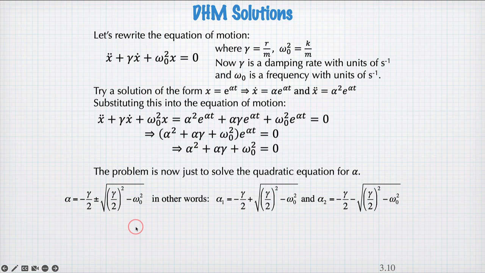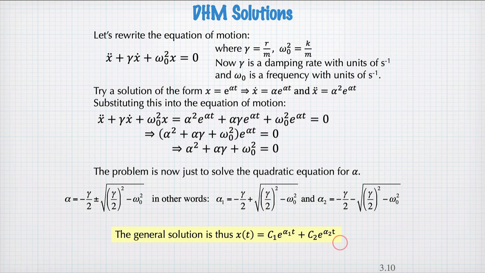And so then we have this quadratic equation here for alpha, and we can solve for alpha. Using the equation for solutions to a quadratic, we find that alpha has 2 possible solutions. Either it's negative gamma on 2 plus the square root of gamma on 2 all squared minus omega naught squared, or it is negative gamma on 2 minus the square root of all of that. So those are the 2 possible roots of this equation. And therefore, we have a general solution to our equation with 2 fitting parameters, c1 and c2: c1 e to the alpha 1 times t, plus c2 times e to the alpha 2 times t. And this will be a solution to our equation.